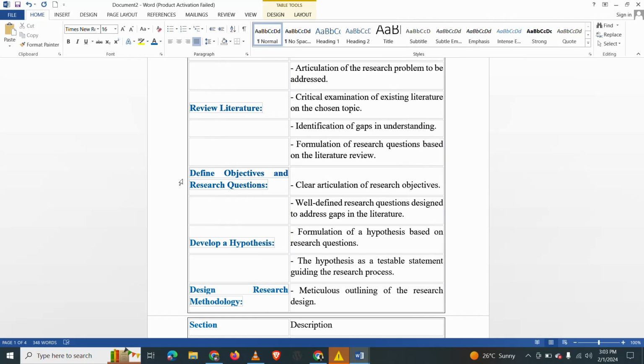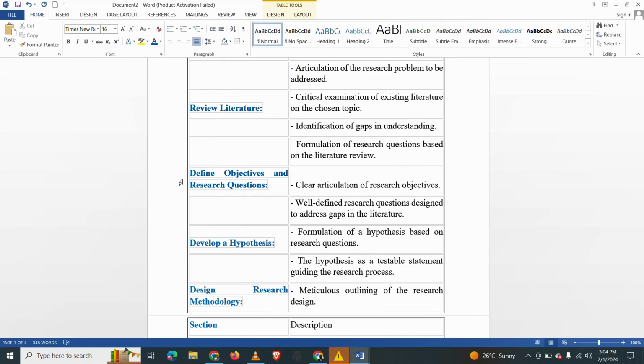So clear articulation of research objectives follows, accompanied by well-defined research questions. These questions are designed to target the identified gaps in the literature, forming the basis for the subsequent stages of the research project.